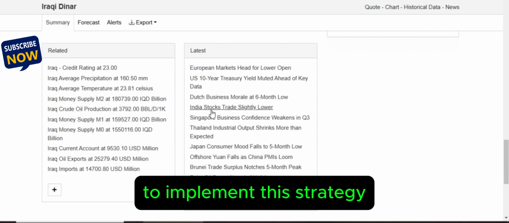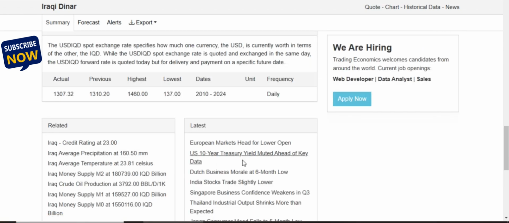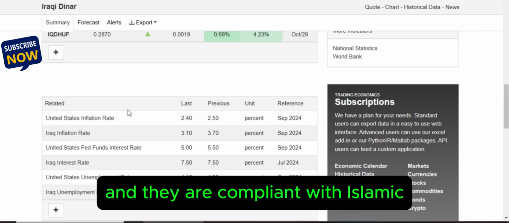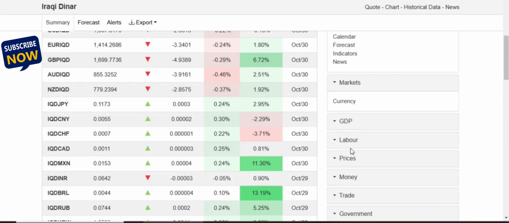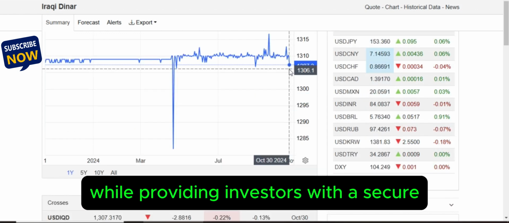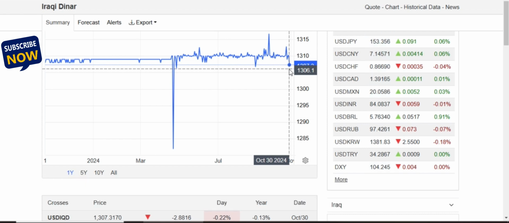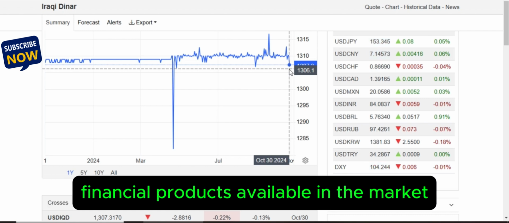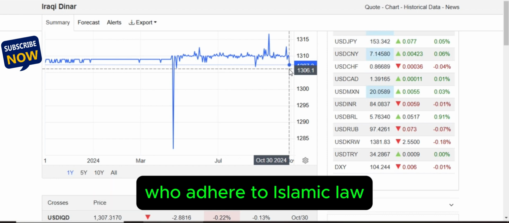To implement this strategy, the central bank is offering debt instruments called Islamic certificates of deposit. These instruments represent a type of sovereign debt that the government issues, and they are compliant with Islamic financial principles, which prohibit interest. These certificates can be viewed as a way for the government to borrow money from the market while providing investors with a secure and Sharia-compliant investment opportunity. The inclusion of these instruments is significant as it reflects an effort to diversify the financial products available in the market and to cater to the preferences of investors who adhere to Islamic law.